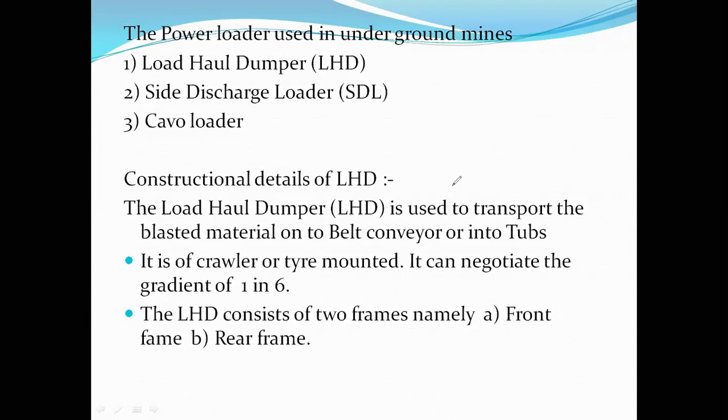First is the load haul dumper. As the name itself indicates, it loads the material, hauls it, moving up to a certain distance, and then dumps the material. That's why it is called load haul dumper, LHD. The second one is the side discharge loader. Since the discharge is toward the sideward direction, it is called side discharge loader, or SDL.